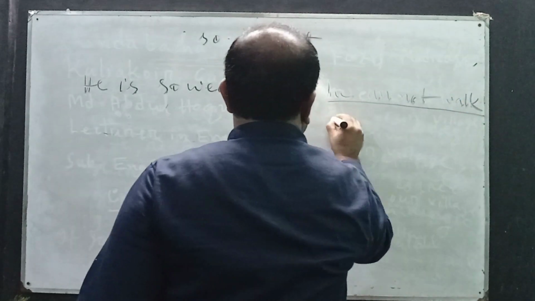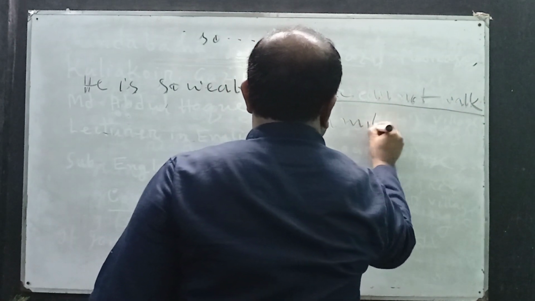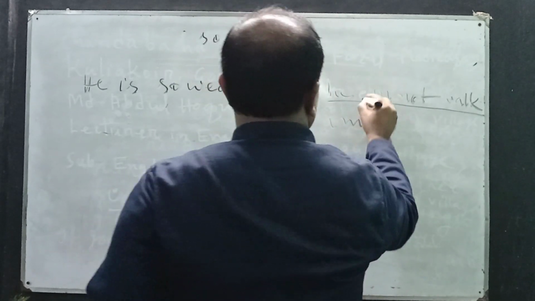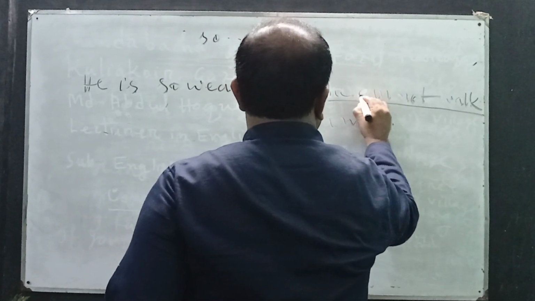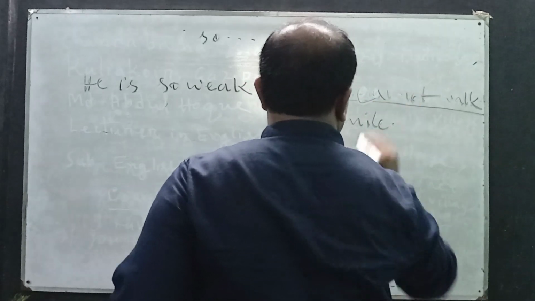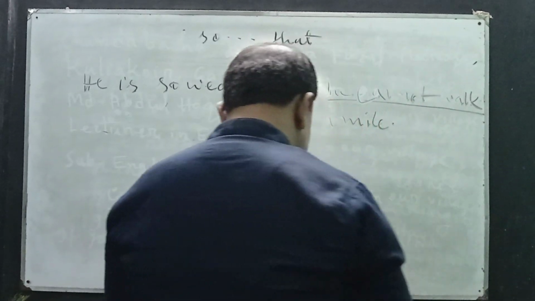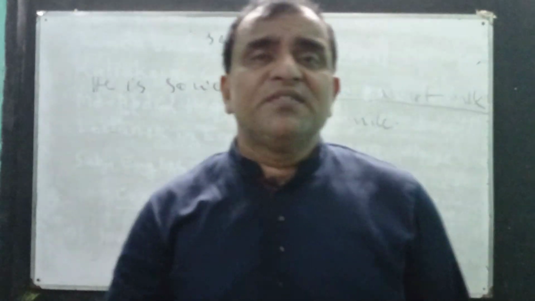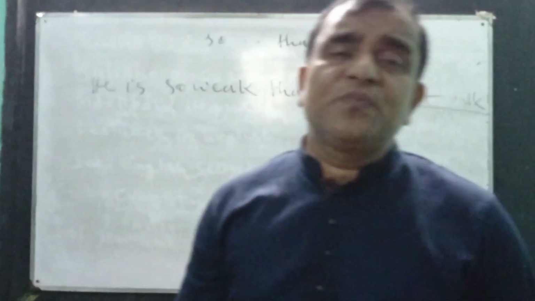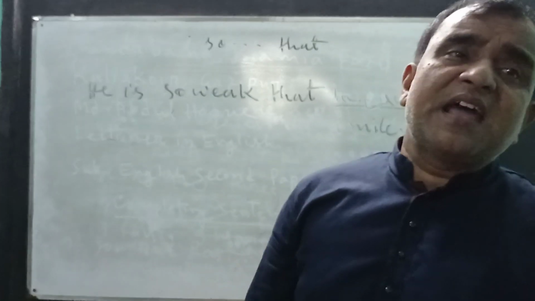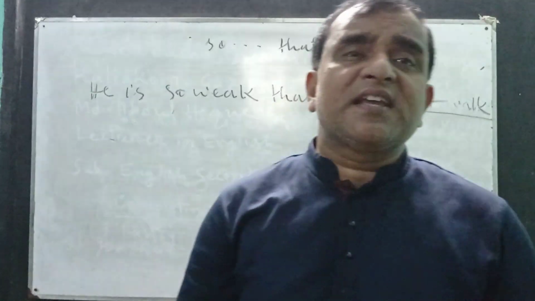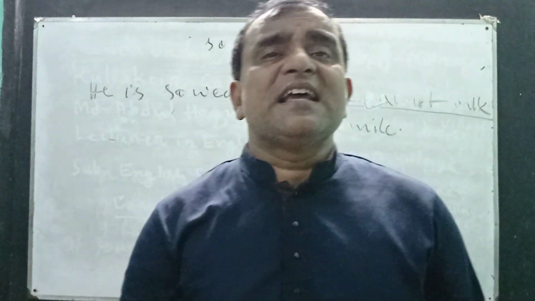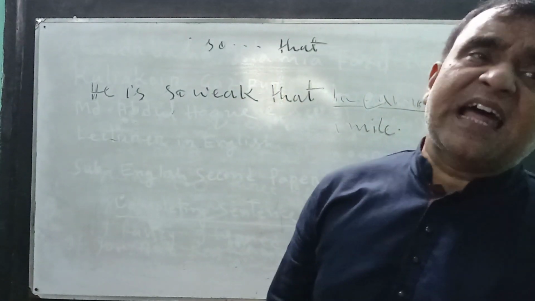He cannot walk a mile. This is the so that rule. He is so weak that he cannot walk a mile. He is so dumb that he cannot understand the psalm. He is so unhappy that he cannot speak even a word. These are the examples of the so that and that rule.